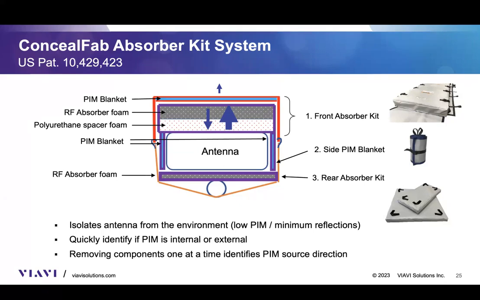As I said before, if you isolate the antenna like this and the noise rise is still there, then you have an internal PIM problem. If you isolate this and the noise goes away, it's pretty obvious that the problem you're looking for is somewhere beyond the antenna. Then you can remove these components one at a time to determine where the PIM source is coming from. So if I've completely covered the system and the noise rise has gone away, and I remove that rear absorber foam and it comes back, well, guess what? You're looking for a PIM source that's behind the antenna. So that's more or less how this system is used. Next slide.